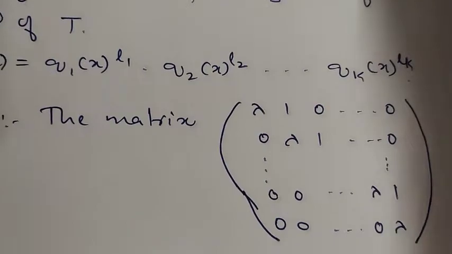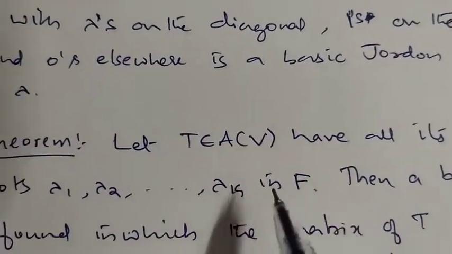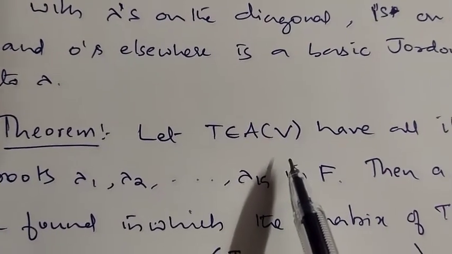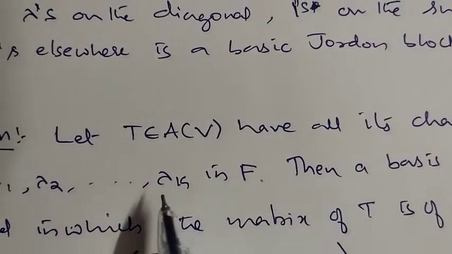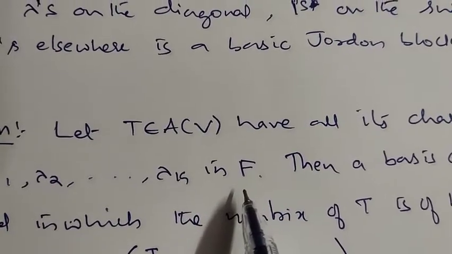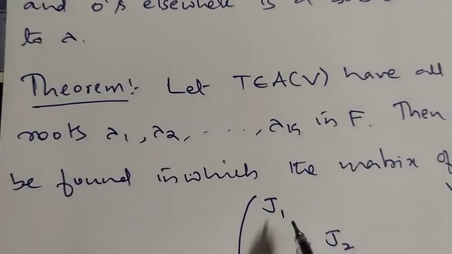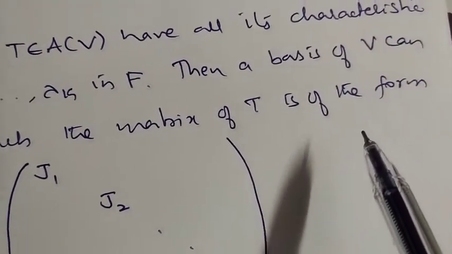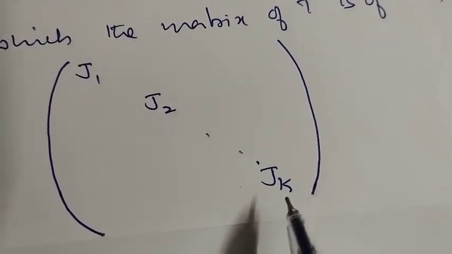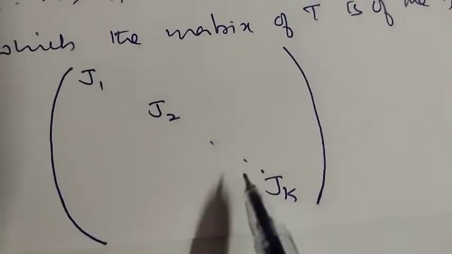Now we are going to prove one important theorem of this section. This theorem says: if T belongs to L(V), that is, T is an operator on V, has all its characteristic roots lambda 1, lambda 2, ..., lambda k in the field F, then a basis of V can be found such that the matrix of T in this basis is of the form J1, J2, ..., Jk on the diagonal and zeros elsewhere.